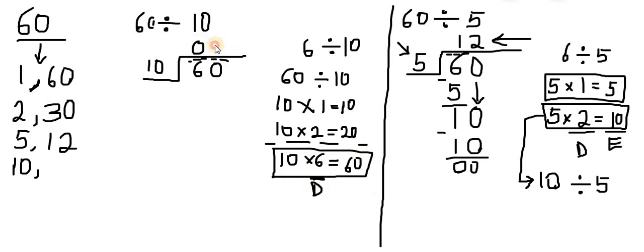6, put it above the 0. To check for remainders, go to column E on that line. Take that 60, subtract, you get 0. Okay, so 10 is confirmed as a factor, but also 6 is confirmed as a factor.